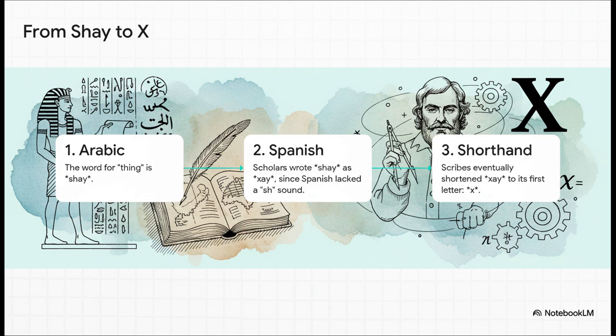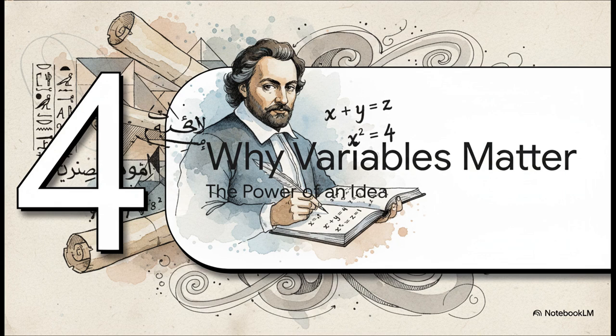This theory is just so cool. So remember al-Khwarizmi's word shay? Well, when Spanish scholars were translating his work, they hit a snag. They didn't have a letter for the sha sound. Their solution? They borrowed the Greek letter chi, which looks exactly like an X. Over time, this got Latinized to just X. And eventually, you can imagine scribes getting lazy and shortening the written word shay to just its first letter. So it's totally possible that by the time Descartes was writing, X was already floating around as a kind of shorthand for the thing. So whether it was the printer's box or a lost translation, X found its home.